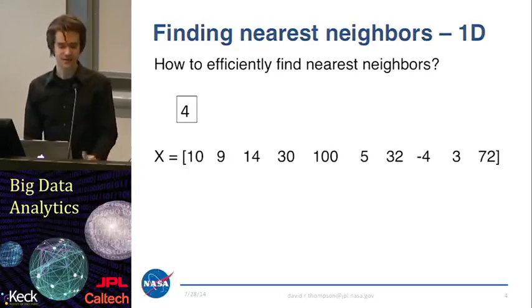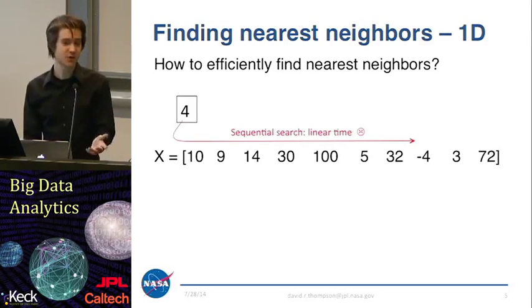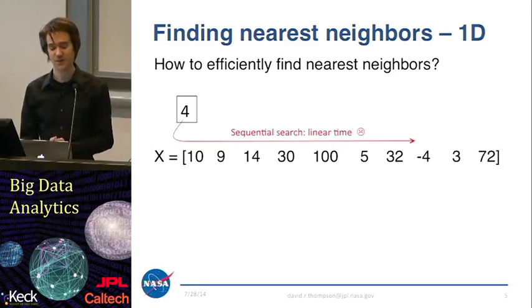The standard naive approach to doing this would simply be to take the 4 and march down this list of data points and compare it to each one in turn, keeping track of the closest neighbor that I found so far. So when I reach the end of the list, then I'll absolutely know with certainty which is the closest neighbor in the data set. Unfortunately, this sequential search actually takes linear time to accomplish, which means it's not that tractable computationally for very large data sets. The time required, the number of comparisons, grows proportionally with the number of data points.